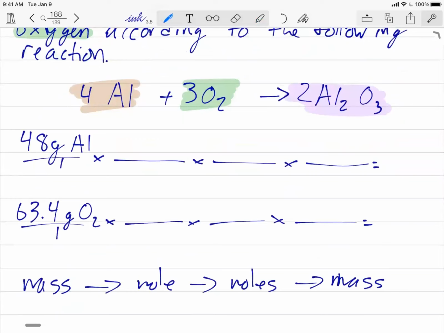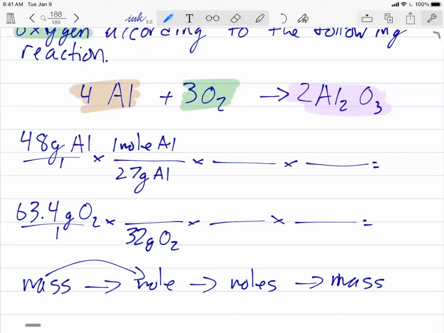So the first conversion that we need to do is to go from mass to moles. And we've talked about this before. We need the molar masses. So the molar masses in this case would be for aluminum and for oxygen. So looking at the periodic table, you know that the molar mass of aluminum is 27 grams and that the mass of 2 oxygens are 32 grams. Each of these 1 mole respectively, because as we've defined in the past, the molar mass is the mass of 1 mole of that specific substance.